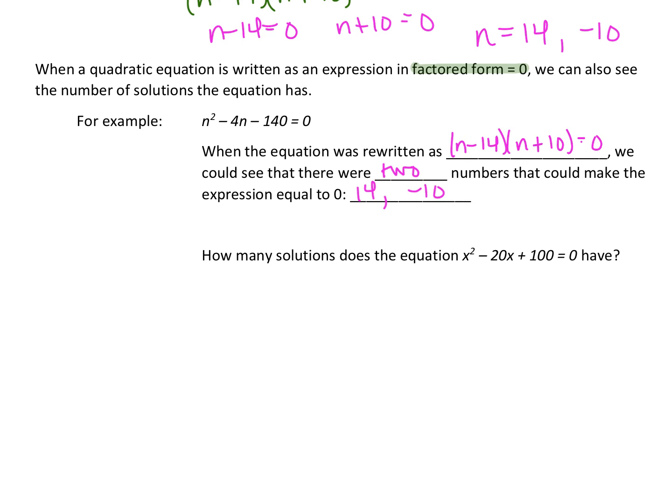How many solutions does the equation x squared minus 20x plus 100 have? Well, if we rewrite that standard form into factored form, factors of 100 that add up to -20, so x minus 10 times x minus 10 equals 0. What we notice in this case is we have these identical factors, so there's only going to be one value of x that makes the expression equal to 0, and that's going to be a positive 10.